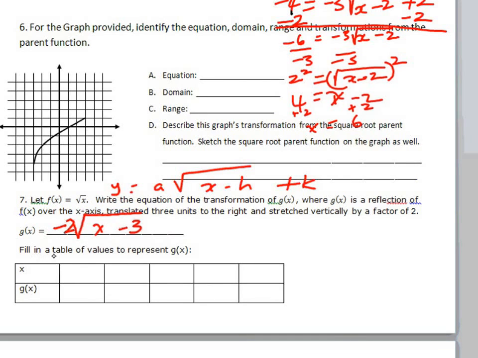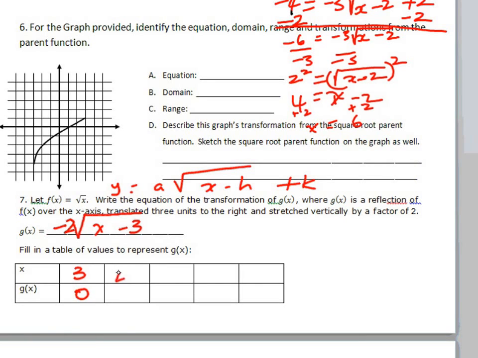Once you get this, the rest of the procedure is the same. He's saying fill in a table of values to represent g of x. So you choose your values starting from 3 because your vertex is at 3. If you plug in any values below 3, you will get negative values under the square root, and the square root of negative values is imaginary. You can't plot them on a Cartesian plane. So you start out with this, your k is 0, and you fill in these values.